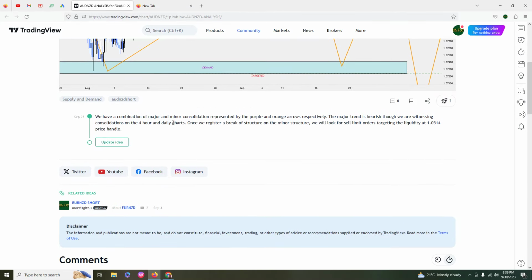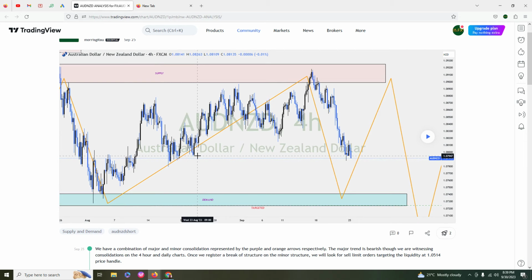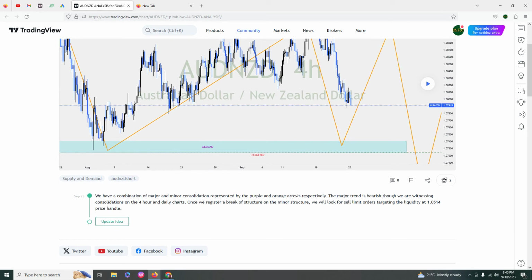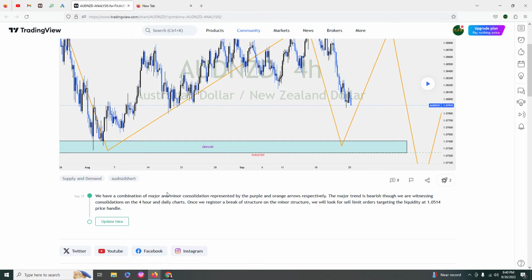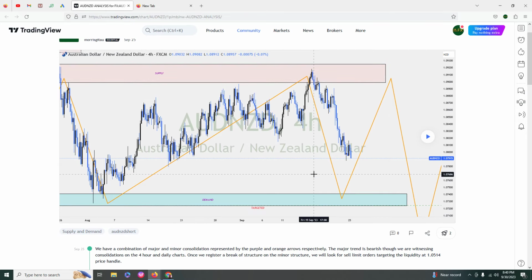So we were talking about a combination of a major and minor consolidation. The orange line is the minor, the purple line is the major, and we have a bearish trend. So, ladies and gentlemen, the purple line is the major consolidation, but the orange line is a minor consolidation. The orange line is in the middle of a major consolidation, and you're expecting it to come to this level of 1.0670, if not break and come even lower. So let's see what happened between September 24th and September 30th.